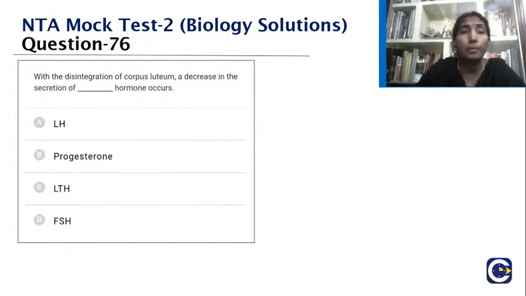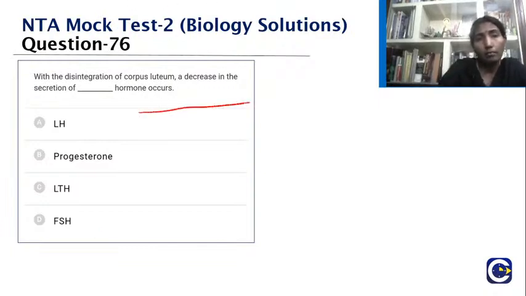With the disintegration of the corpus luteum, a decrease in secretion of which hormone occurs? Luteinizing hormone, progesterone, LTH and FSH. See, when I draw the diagram, this you should never forget. This is what I teach my students. The 0 to 5th day is the bleeding phase. The 5th to 14th day is the proliferative phase, where your endometrium is going to proliferate. On day 14 ovulation occurs. From day 14 to 28 is the secretory phase, with a mucus-rich secretion. Now what are the changes that happen in the uterus?